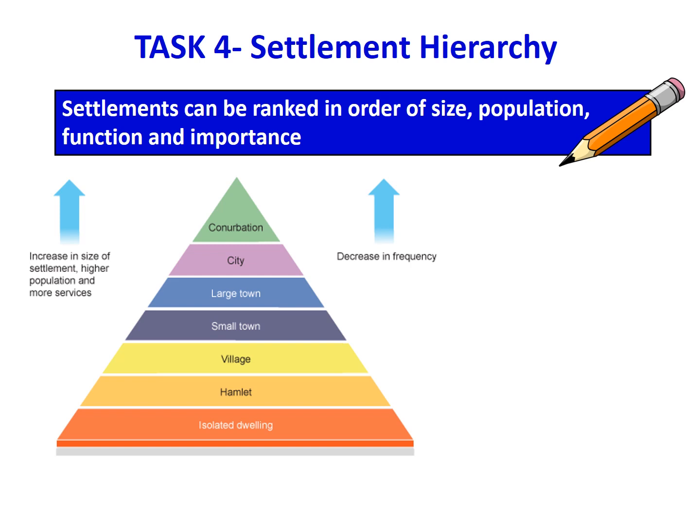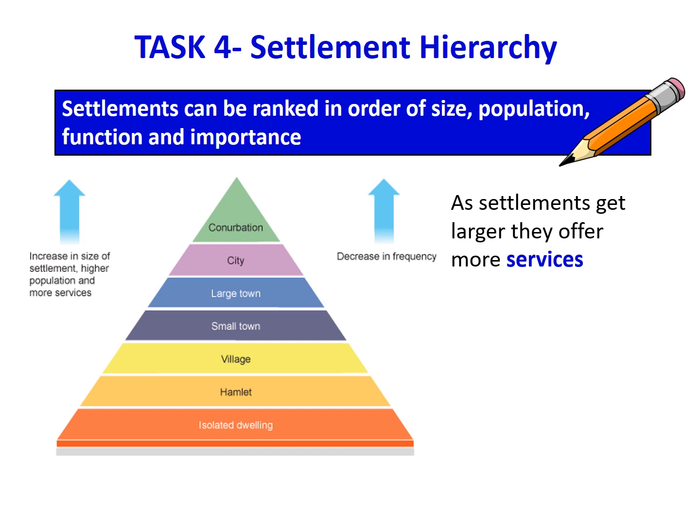However, you'll see on the other side of your hierarchy these decrease in frequency. So there's actually more isolated dwellings and hamlets, for example, in villages across the UK than what there is, say, major cities. So they actually decrease in frequency the further up that we go. So in your jotter you're looking to write down settlements can be ranked in order of size, population, function and importance. That is your hierarchy, and you're looking to draw your hierarchy in your jotter.